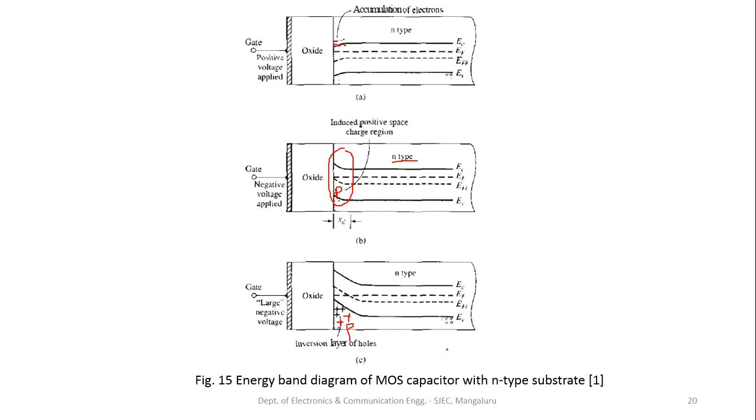So this is about the energy band diagram of MOS capacitor when the substrate is p-type and when the substrate is n-type, and when positive voltage is applied to the gate terminal and when negative voltage is applied to the gate terminal.